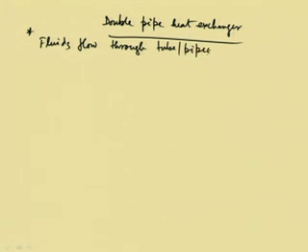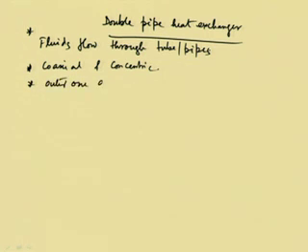Important points are that the fluid flows through, so I should say fluids flow through tubes/pipes, and they are coaxial, and also you can say concentric. Now, what can happen is that the outer tube acts like a jacket of the inner one.